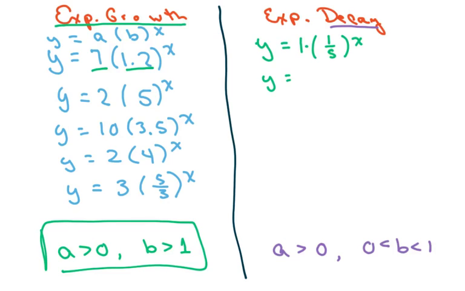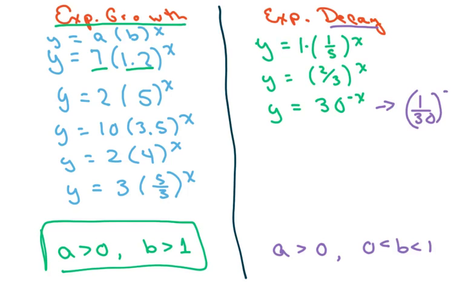And we have some more. Again, a is 1 and b is 2/3. Now here's one that's a little different. And this one can be confusing, but if you know that this is really 1/30 to the x, because all you're doing, this 30 to the -1 is 1/30. So this one is a fraction in between 0 and 1.